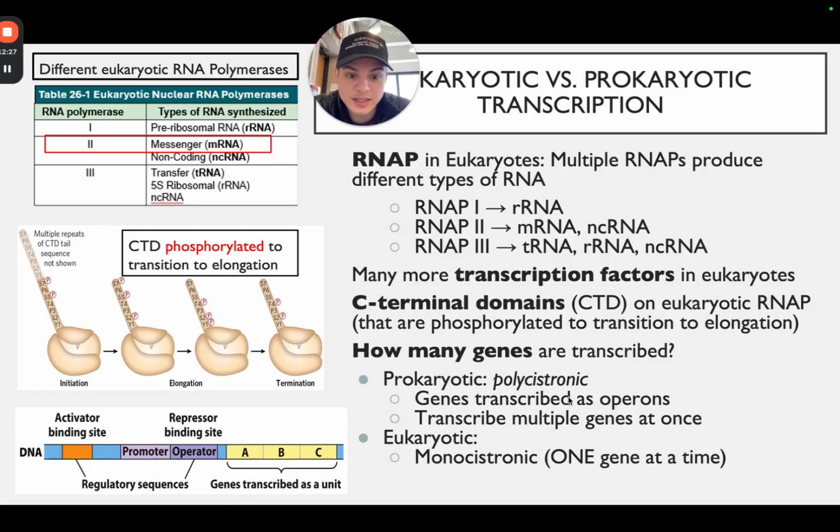So prokaryotes use this polycistronic because it's much more efficient. It doesn't cost as much energy to get the whole machinery, the transcription factors, the transition from initiation to elongation. That takes a lot of energy, and then on top of that, dissociation. So if you have all of this combined, it makes it much more efficient. So that's why prokaryotes use this. And again, it transcribes multiple genes at once, so it's very efficient and effective. And then eukaryotes, it's one by one by one by one.